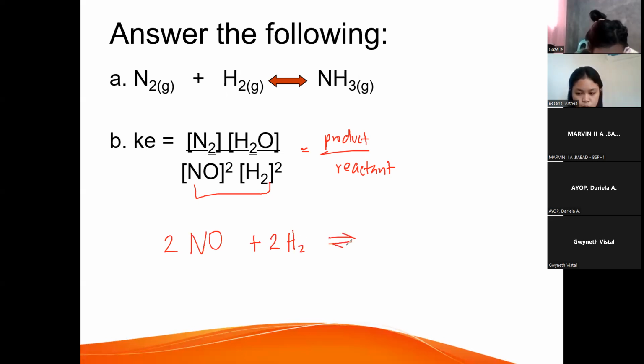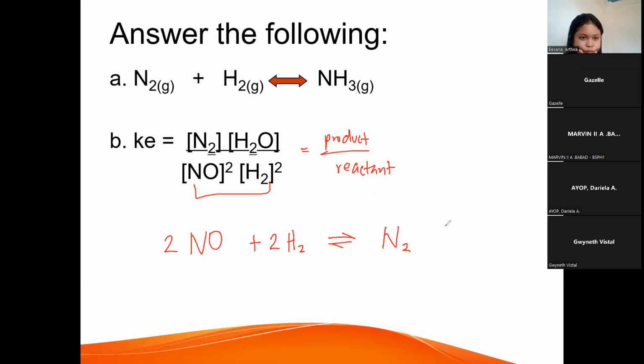This one is a reversible reaction. So product ang nasa taas. Ito yung mga products natin. We have the N2. Walang exponent, so automatic that is just N2. And we have water. Wala din siyang exponent. So as is, ito.